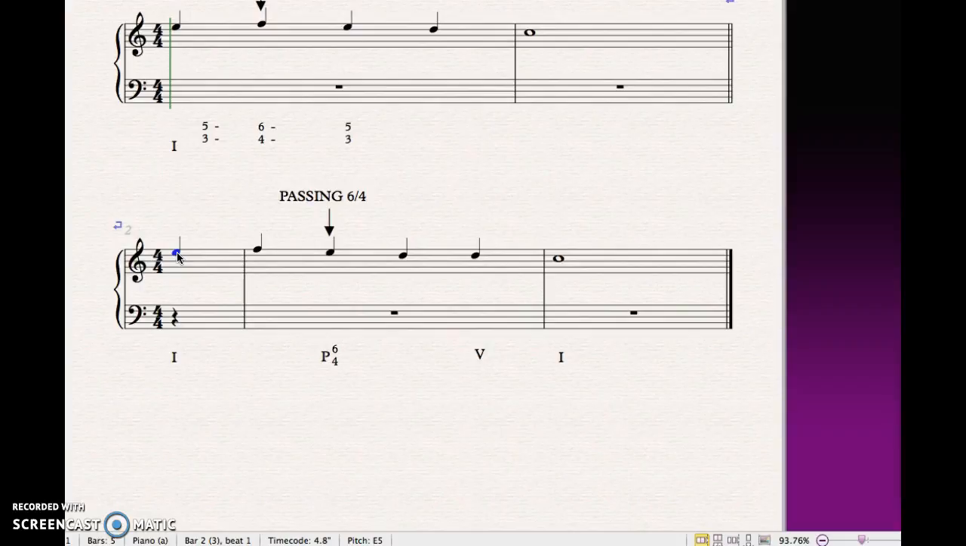That fa is no longer an upper neighbor, part of a neighboring 6/4. Now it becomes a more stable part of an expansion of a larger function. And what is that function? So mi, fa, mi, re, re, do. So we have re, re, do. If we start the pickup here, it's the 1 chord. So let's just go straight with the 1.